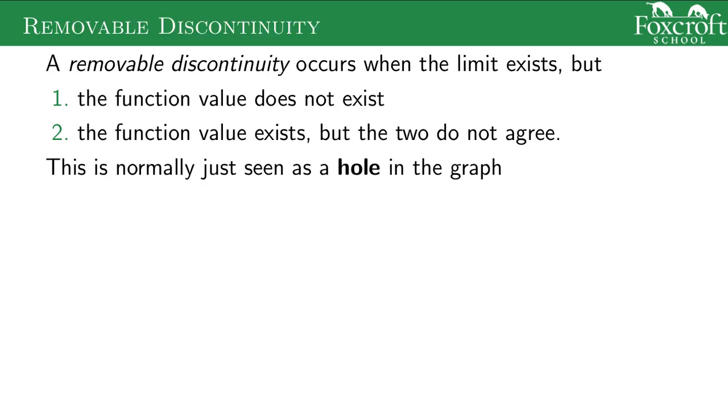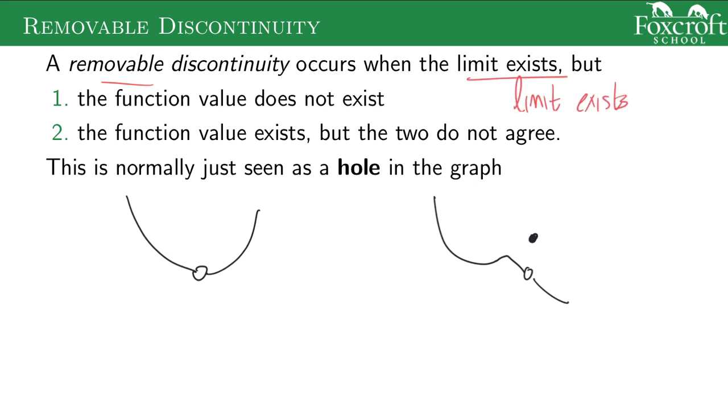The first type of discontinuity is known as a removable discontinuity. This happens when the function value does not exist, or the function value exists but the function value and the limit do not agree. This is going to be seen as a hole in the graph. Sometimes you have a function value still, but it doesn't agree with where that hole is. When you just have this single hole in your graph, it's a removable discontinuity. The noticeable thing for removable discontinuities is the limit exists. You can see the limit would be this value or that value. So when the limit exists but it's still not continuous, that's a removable discontinuity.